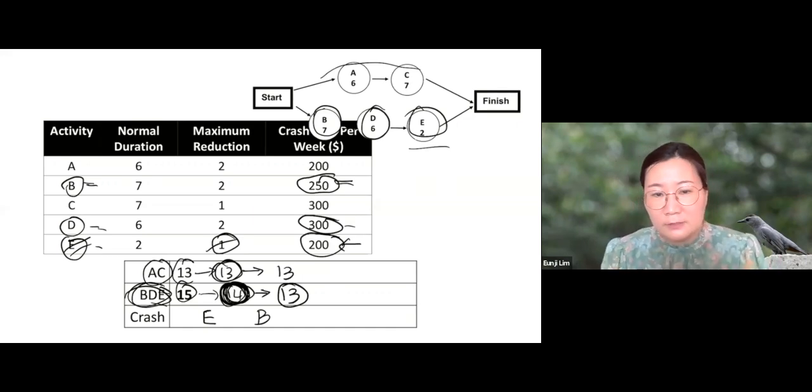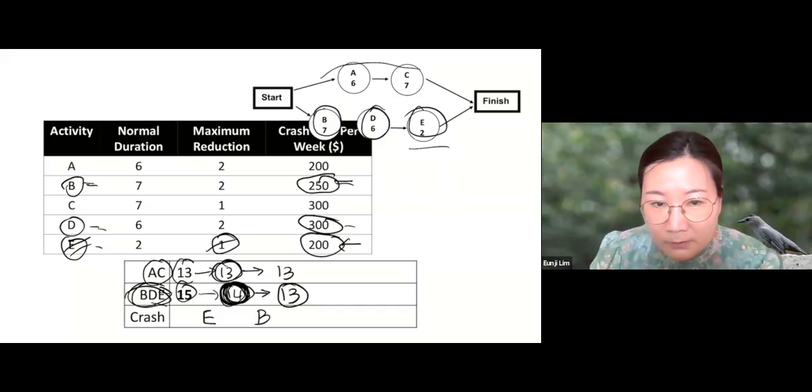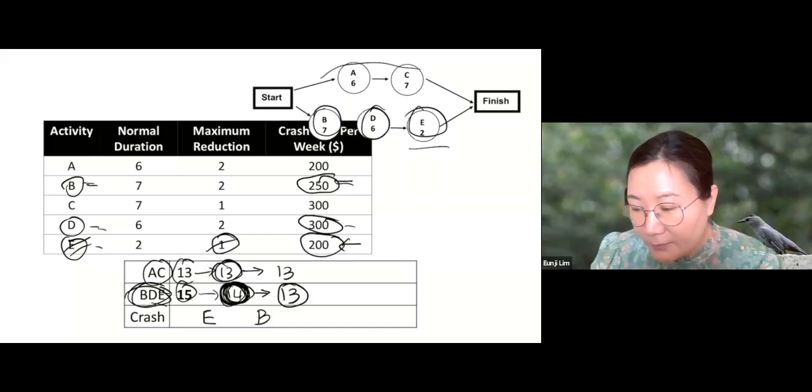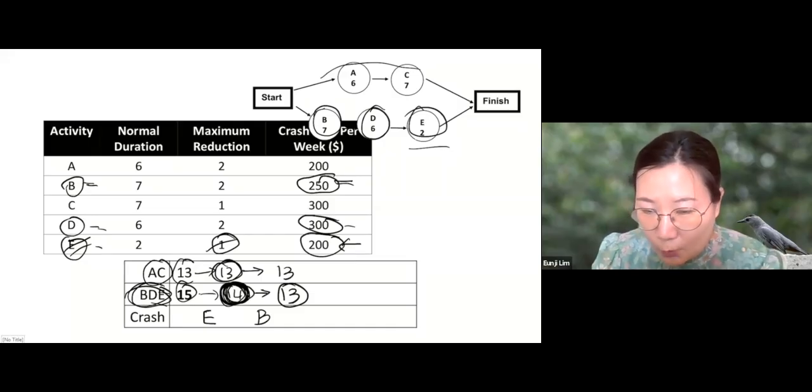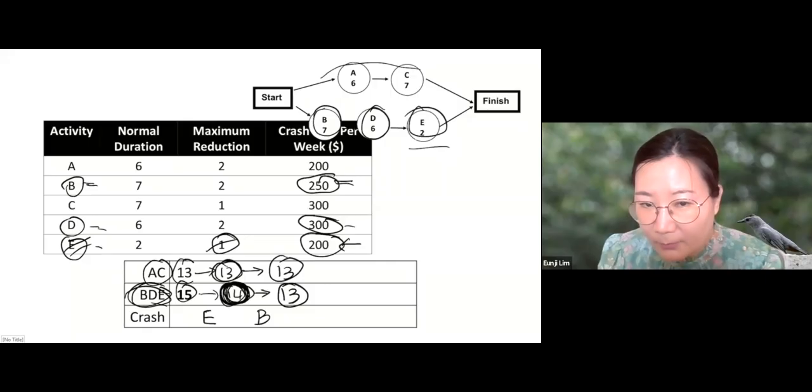Okay. Now, let's do this one more time. We want to crash this project by 1 more week. Which path should it crash? We have a challenge now. Now these 2 paths have the same length. There is a tie. Both of them are critical paths.